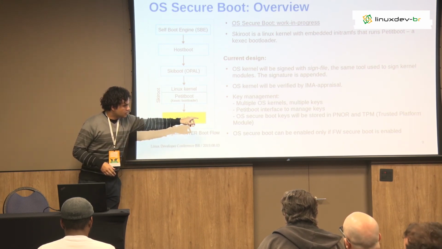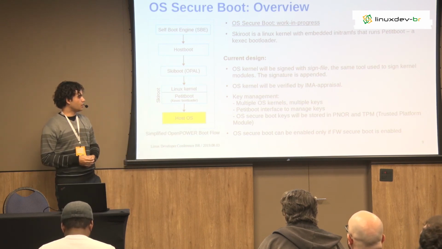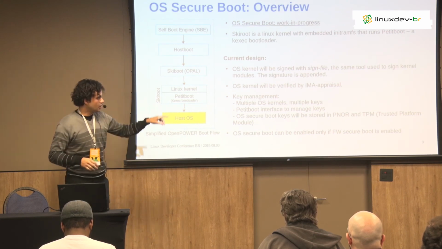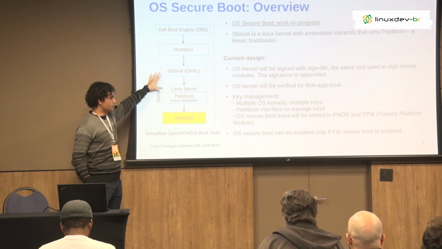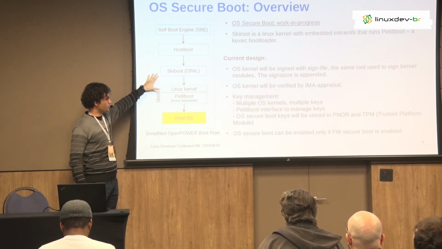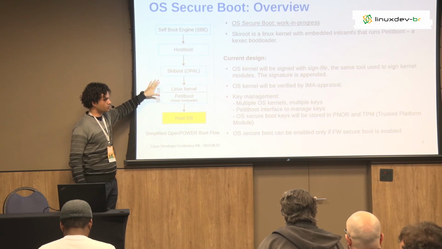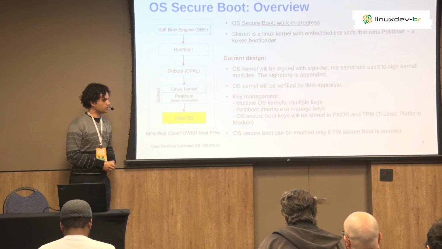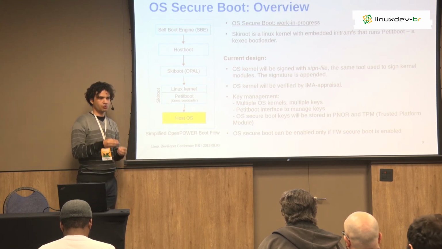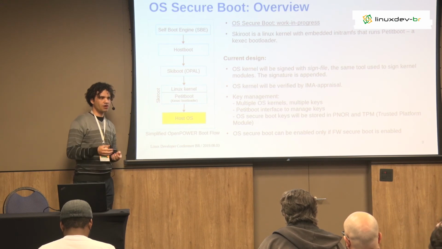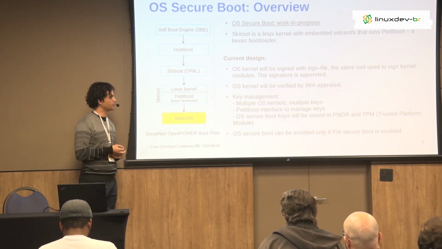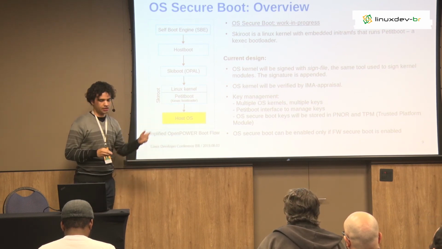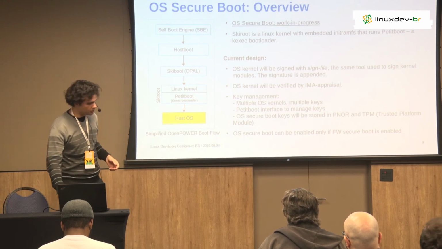And the OS secure boot keys, they will be stored in two storages, in the PNOR and also TPM. The PNOR is the flash memory where all these firmware components are stored. So it's not a protected memory. But the TPM, it stands for Trusted Platform Module. It's a cryptographic card that provides also secure memory, protected memory. And it doesn't provide much memory, but we use some of that to secure the keys, to protect the keys. I'll explain more a little bit.